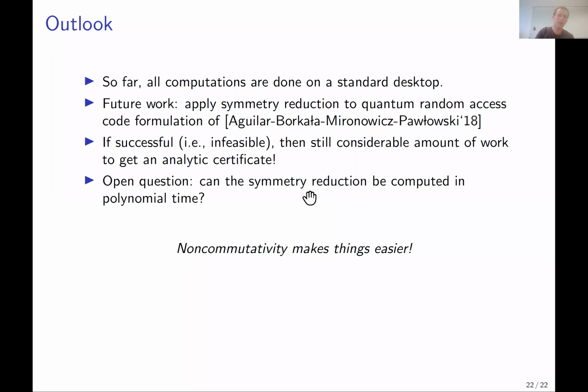Okay, and then I just wanted to highlight once again that this L shape that we had in our modules really comes from the fact that we're working with non-commutative polynomials. So in that sense, non-commutativity really makes things easier for us, which is not something you would maybe expect in general.